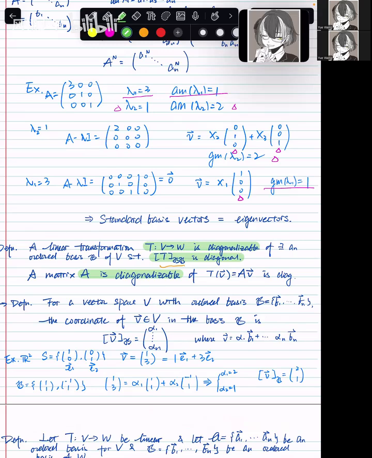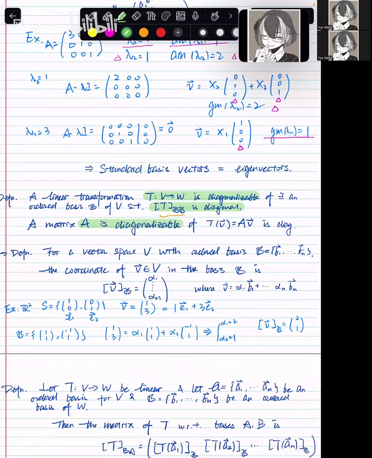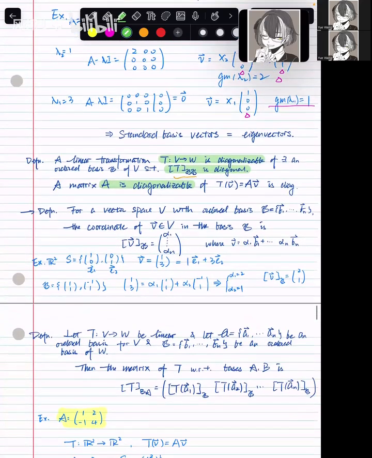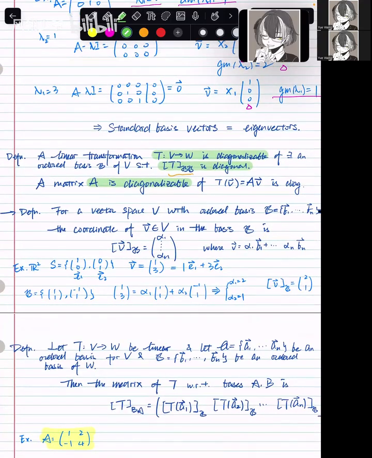Actually, if you're dealing with diagonal matrices, our eigenvectors would be the standard basis vectors. Okay, so a definition. We say a linear transformation that maps from V to W is diagonalizable if there exists an ordered basis B of V such that T_BB is diagonal.